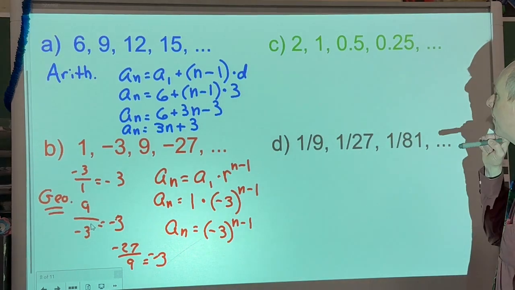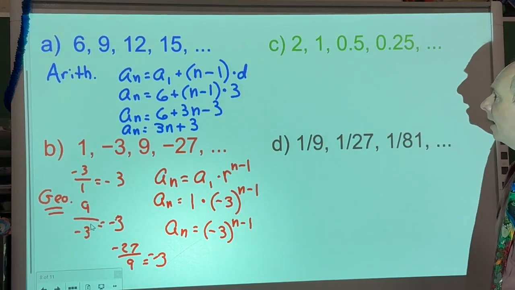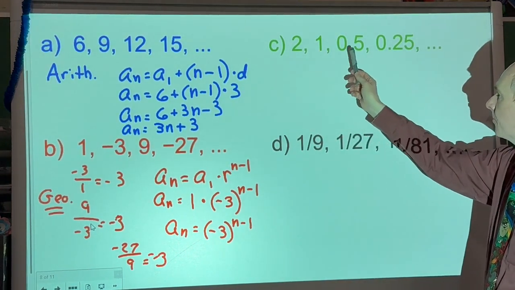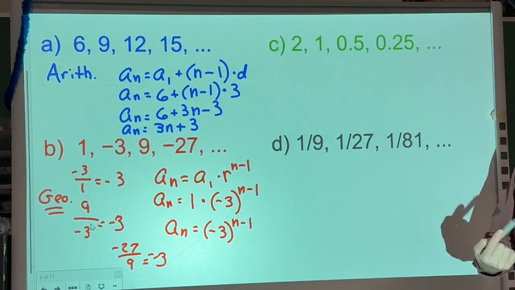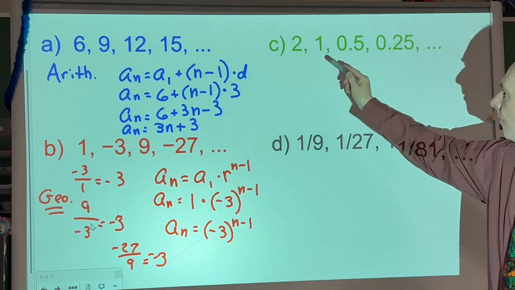2, 1, 0.5, 0.25. Well, let's see, subtracting 1, subtracting a half, subtracting a fourth. That does not sound arithmetic. Is it geometric, though? Let's find out.